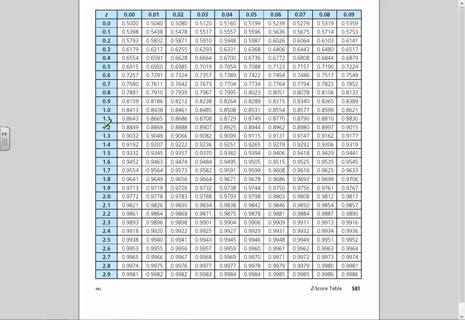So 1.2, and we would look across. And here the second digit, 6. So now we have 1.27 and our percentage is 0.8962.